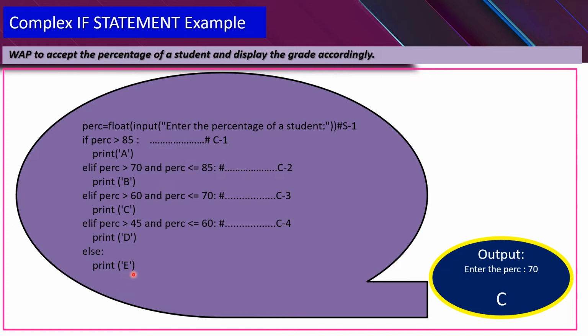So we will see it. Suppose I have written here 70. So this condition will be false and bypassed, and in the third condition, it is satisfying. Percentage is greater than 60, true, and this is also true as it is 70. So as an answer I will get the grade C here. So it will ignore the other statements. Let's see it practically also.